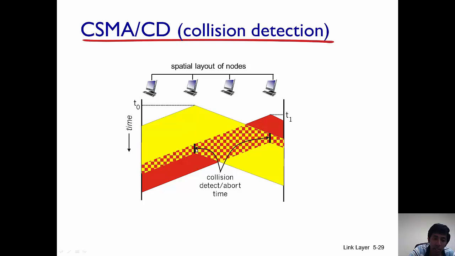Some additional time later, that is this time here, this node realizes that there has been a collision, with the result that even that node can stop transmitting. Now, if these two nodes stop transmitting, they do not need to waste the additional bandwidth that they're wasting, because anyway the transmission is not going to be successful. So that is the principle behind CSMA CD, or carrier sense multiple access collision detection.